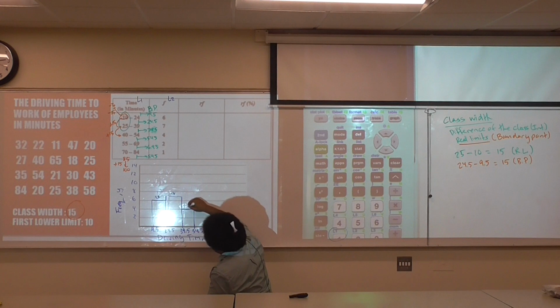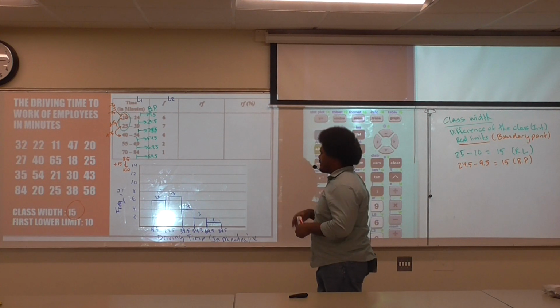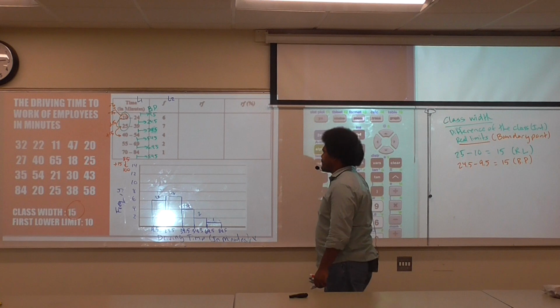Then it's supposed to be 4, which is right here on this line. 4, followed by 2, and lastly 1. Oops, a little high. Halfway between 1. So now we have our graphs. We have regraphed the frequency distribution table.